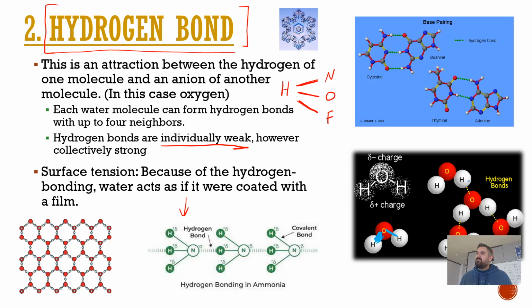Now, between two separate water molecules, because hydrogen bonds are intermolecular attractions, they happen outside of the actual molecule. So it's the bond between this hydrogen and this oxygen. That's what makes this a hydrogen bond. Okay? That's a thing you want to know about hydrogen bonds.